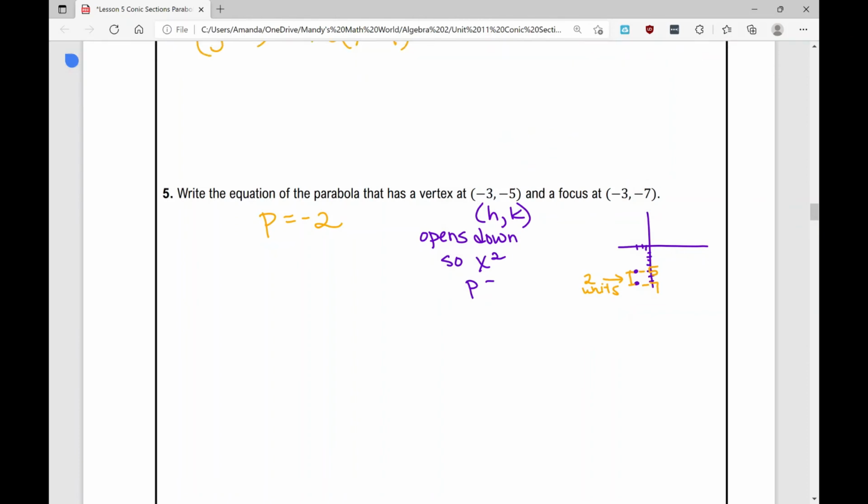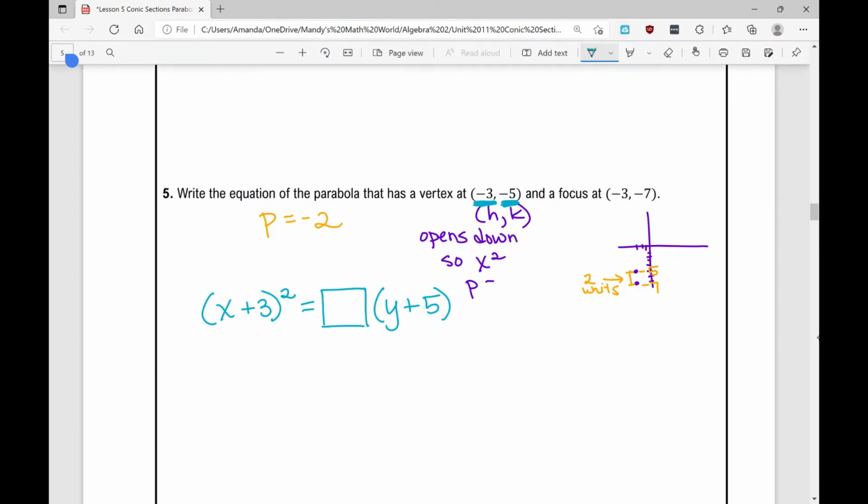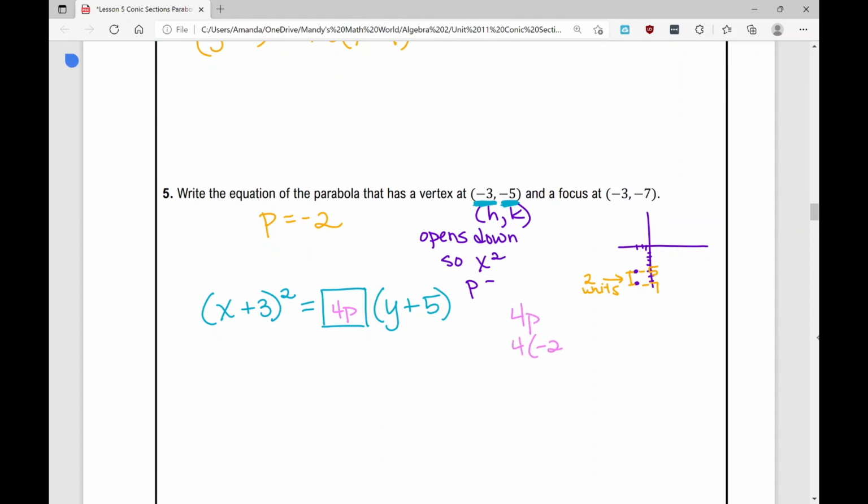So let's write this equation. If I'm writing the equation, I know x is what is squared, so x plus 3 squared. You see how I did that? h is -3, so it's x plus 3 squared equals, I'm going to put something right here, and I'm going to do y plus 5. If y is -5, it's going to be y plus 5. Inside that box that I drew, I'm going to put what 4p is, right? Because that's the latus rectum that you put right there. So 4p is 4 times -2, which is -8. So I can rewrite this as x plus 3 squared equals -8 times y plus 5. And that concludes your notes over parabolas in conic sections, and I hope it was helpful.